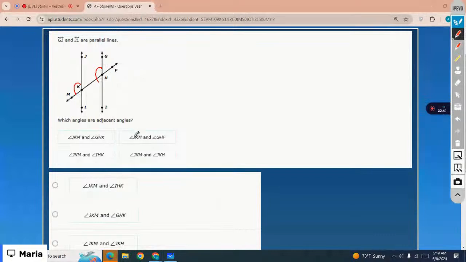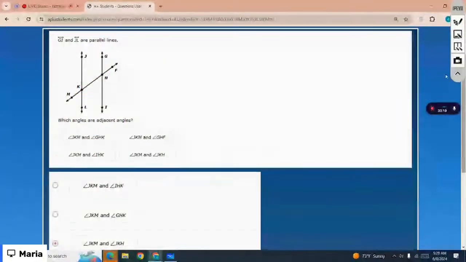Okay. JKM and GHF, no, they are not adjacent. JKM and IHK, they are not adjacent. JKM and JKH, here is the common vertex. They share a common side. They are the adjacent angles. Option number 3 is the correct option, that is JKM and JKH.